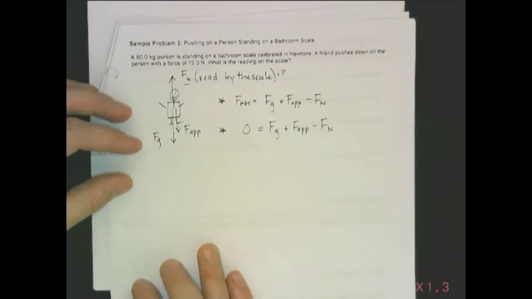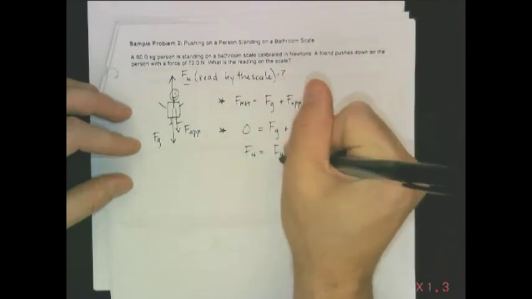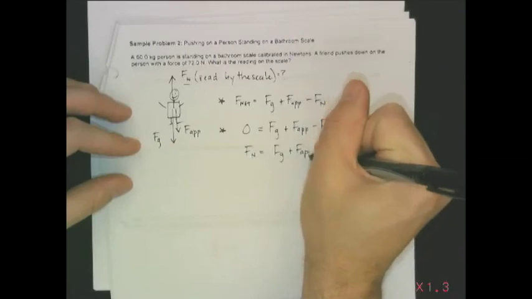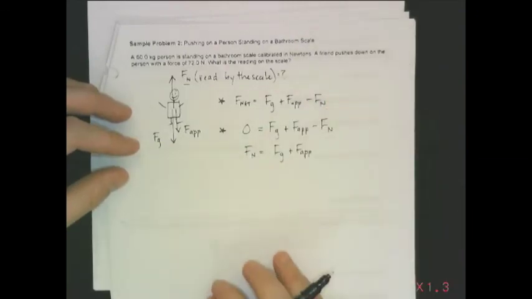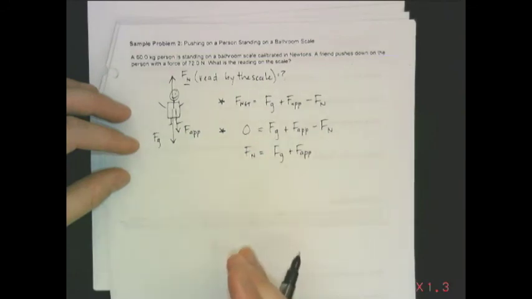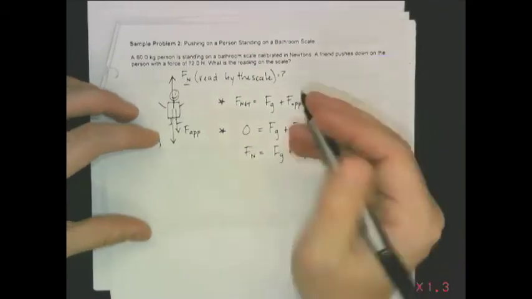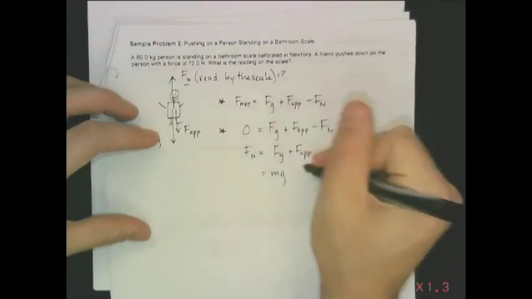So your job is to determine what the normal force is. The normal force is equal to gravity plus the force applied. And if you think about this, what is the scale going to read? Is it going to read just your weight, the force of gravity? No. It's going to read your weight, which is the force of gravity, plus the force that your buddy is pushing down on you with. That's what the scale is going to read. Make sense?